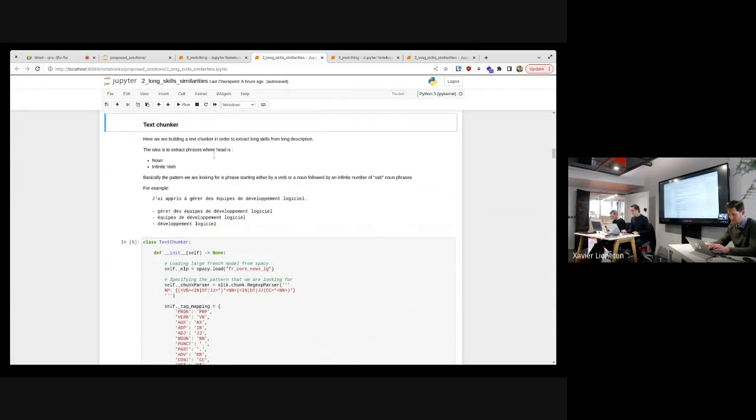So what we realized is that a lot of the skills that are contained in what people write as a job experience have a specific pattern. They either start with a noun or with an infinitive verb. For example, in this sentence, j'ai appris à gérer les équipes de développement logiciel, you'd have gérer les équipes de développement logiciel. That's what we would consider as a skill, but also équipe de développement logiciel and développement logiciel. It's not amazing, but that's a definition we came up with that is not too bad.